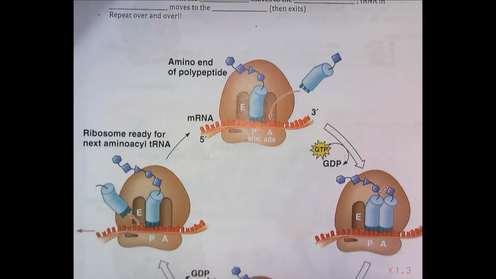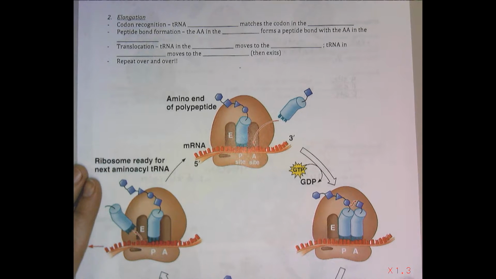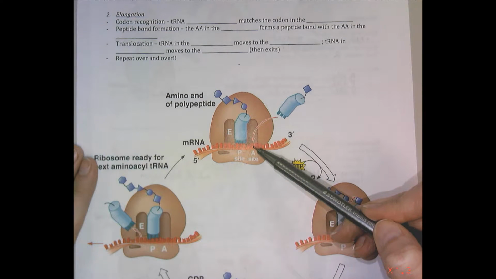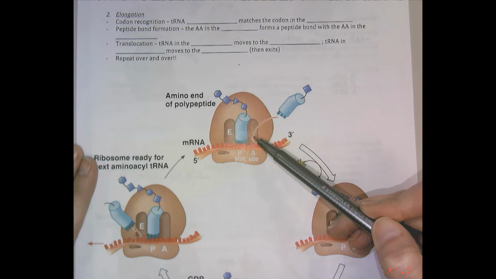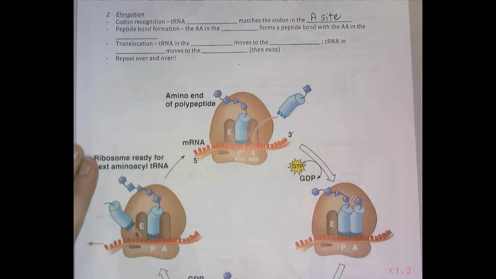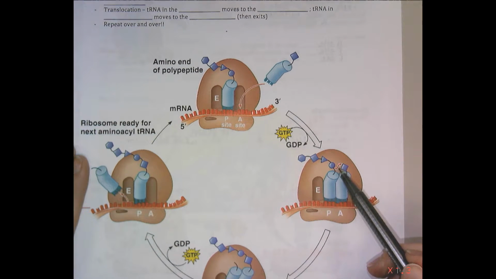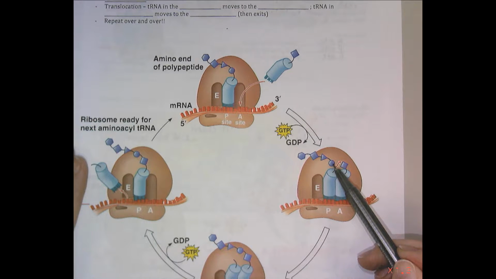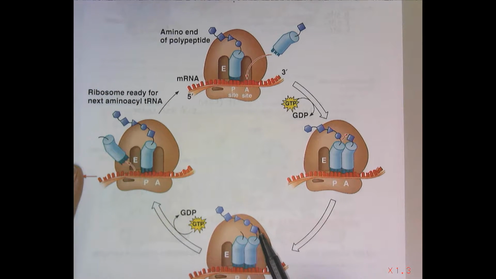Now in step 2, let me just back up a bit here so we can see the whole thing. In step 2, which is called elongation, we have several things to talk about. First of all, the tRNA here will match up with a codon right here. So another tRNA bringing a new amino acid will join, and it will join to the A site. All right, and then a peptide bond will form between the 2 amino acids that are within the ribosome.